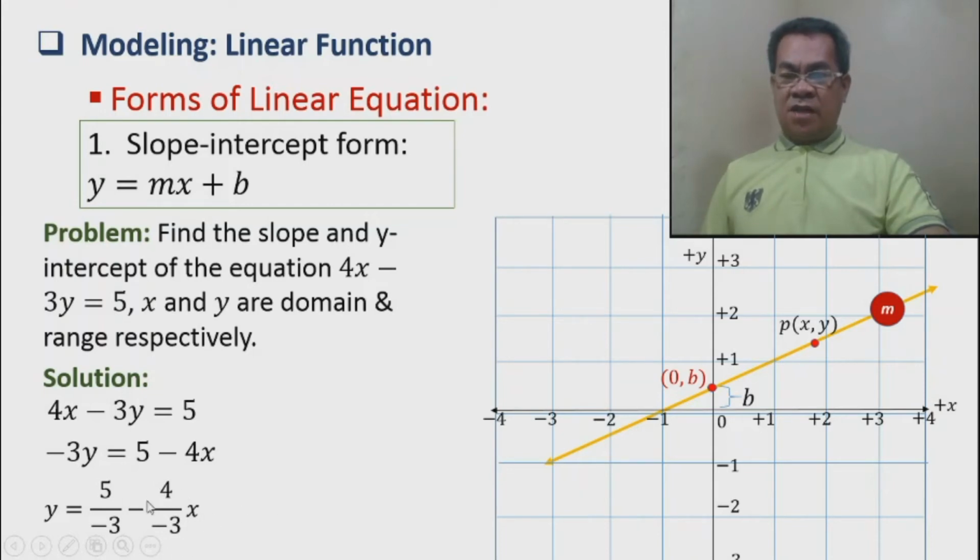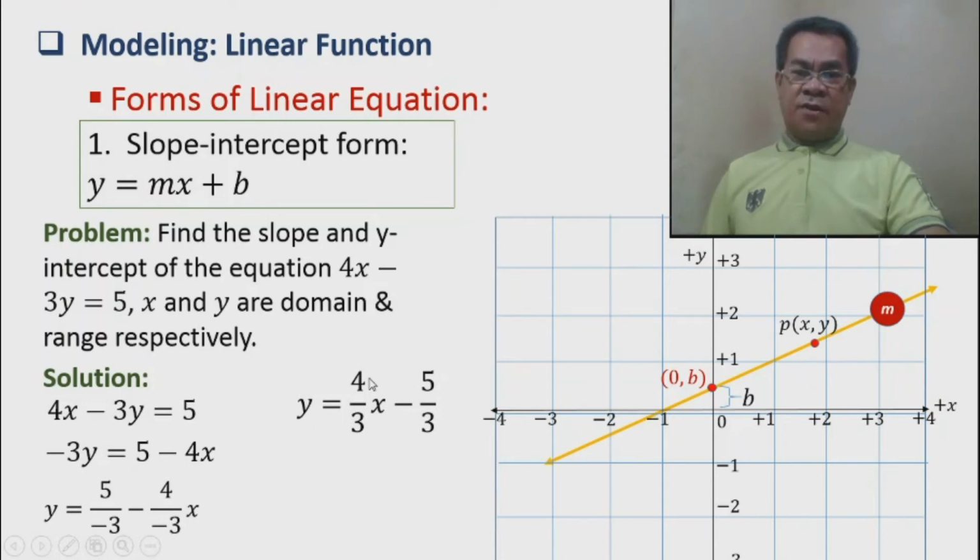Take note, negative is actually plus, and this is negative. So if you arrange this one, this will become 4x. Because x is in the first term, you interchange, and this negative becomes plus 4 over 3x minus 5 over 3. So look at this one. This equation is already in slope-intercept form.